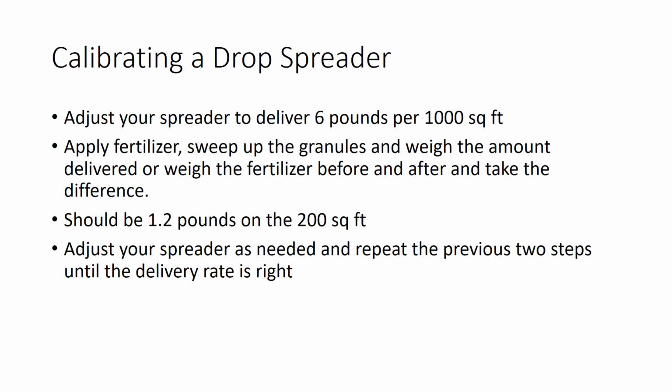You would set your spreader according to what the fertilizer tag says initially and place over the 1.2 pounds in the spreader, maybe 5 pounds. Apply the fertilizer and either sweep up the granules and weigh them, or weigh the fertilizer before, in this case 5 pounds, and after, and take the difference. The weight should be 1.2 pounds for the 200 square feet. If it is not, then adjust the spreader and repeat the process until the delivery rate is right.